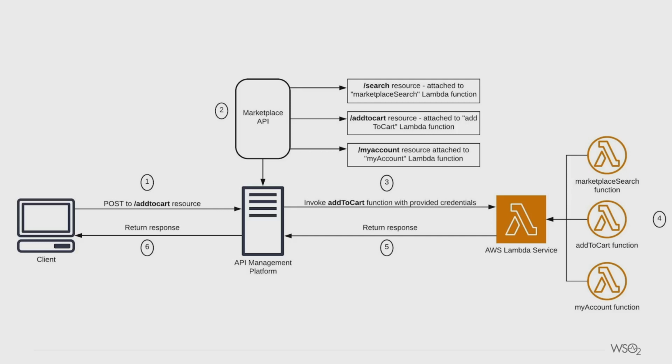In this scenario, a client sends a post request to the add to cart resource, and the API management platform will then invoke the add to cart function with the provided credentials, as the add to cart resource is attached to a Lambda function called add to cart. The AWS Lambda service will then redirect this request to the add to cart function, execute the specific code, and then return the response to the API management platform. The API management platform will then return the response back to the client.